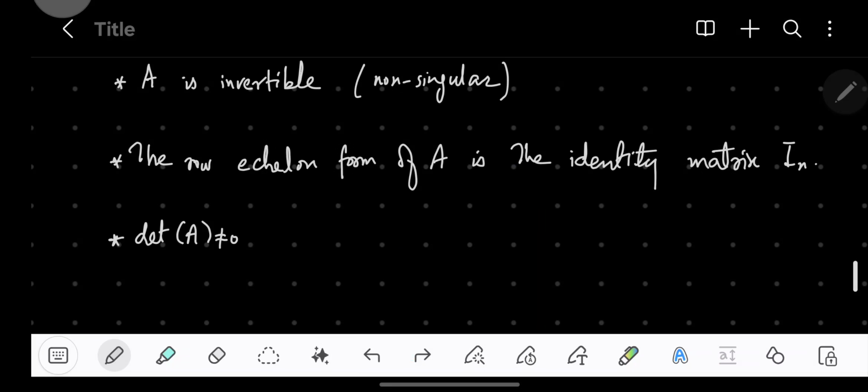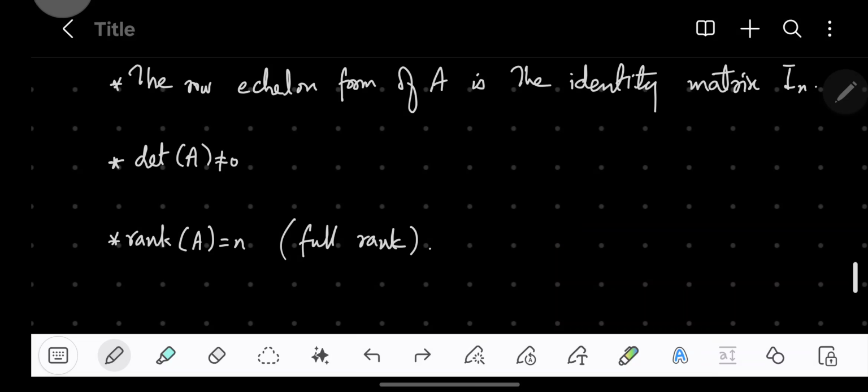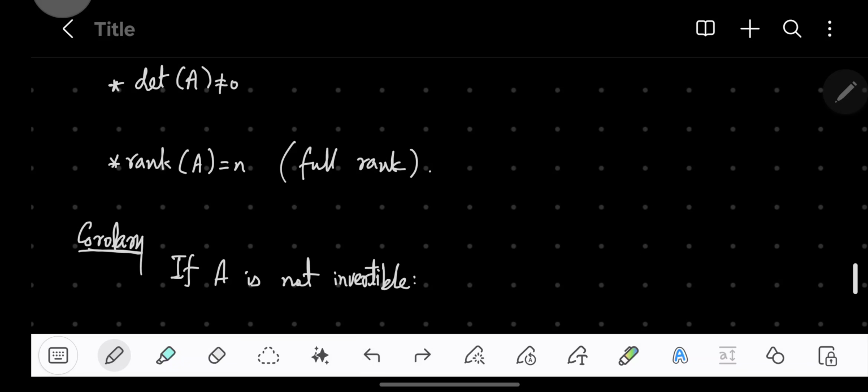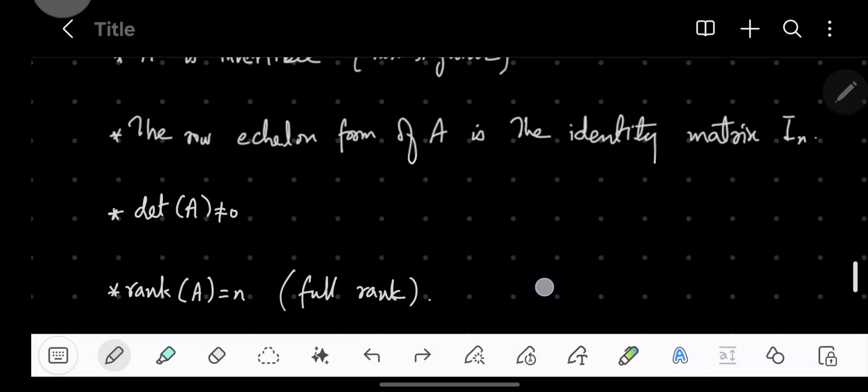The new thing is that the determinant of A is not equal to 0 and the rank of A is equal to n. So this can be seen through an example. I will do it later. There is a corollary. Corollary is just based on this theorem.